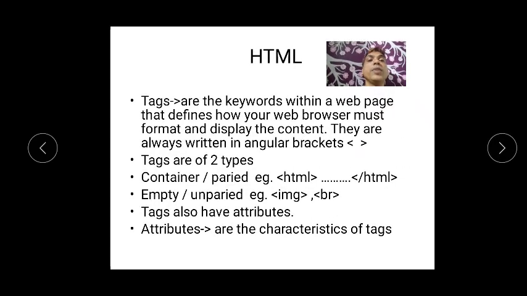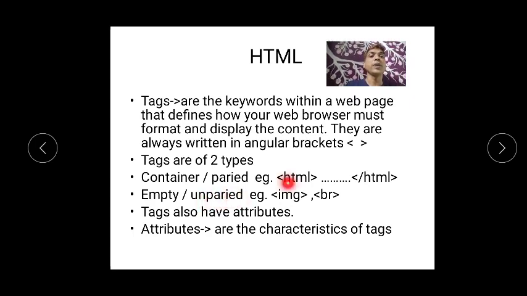Now I have just given almost the definition of tags. Tags are the keywords within a web page that describe how your web browser must format and display the contents. They are always written in angular brackets. I hope you understand this is the sign for angular brackets. There are two types of tags: container and empty. A container tag is also known as paired, and an empty tag is also known as unpaired.